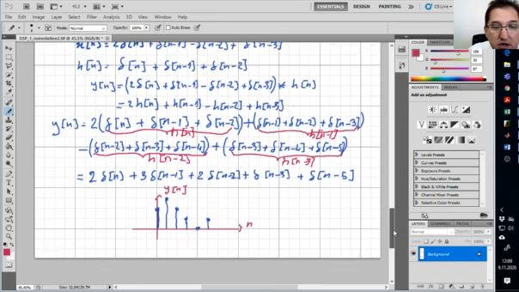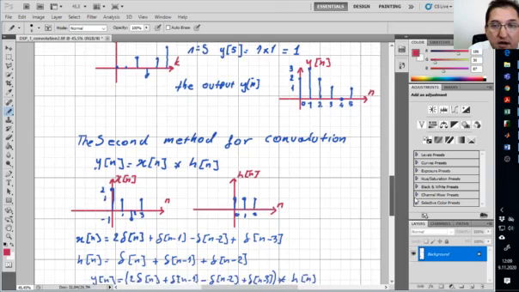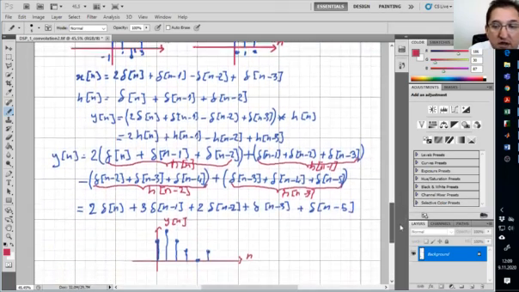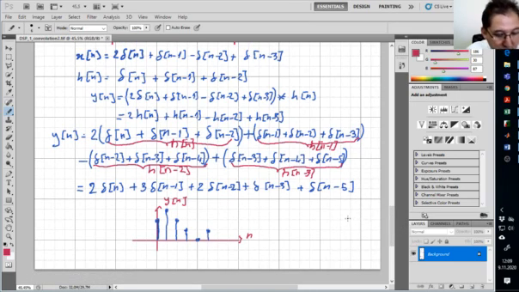As you can see here, with the first and the second methods, we have the same outputs. Thank you.